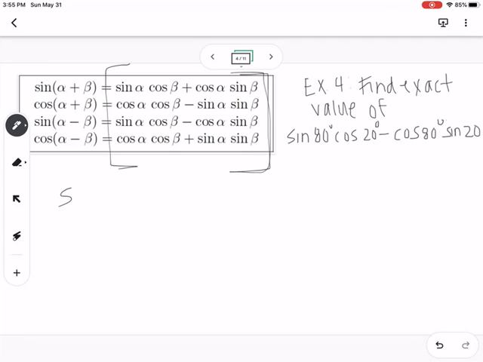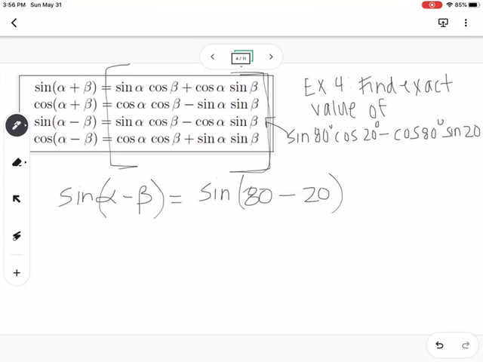But it's your sine of your alpha, because see how it's the alpha minus the beta? It's this guy. Because it's 80 and 20, and then 80 and 20 again, in the same order. So that looks like it's going to be sine. So our alpha is going to be our 80, and our beta is 20.